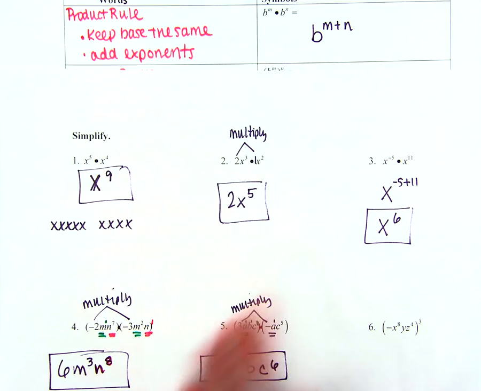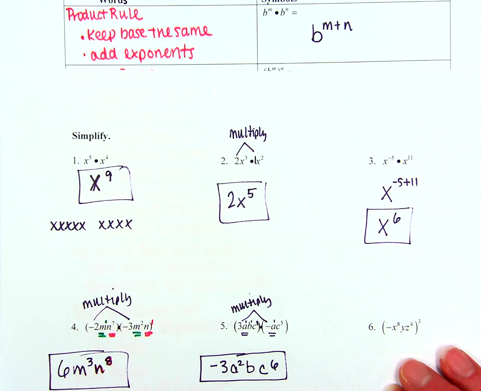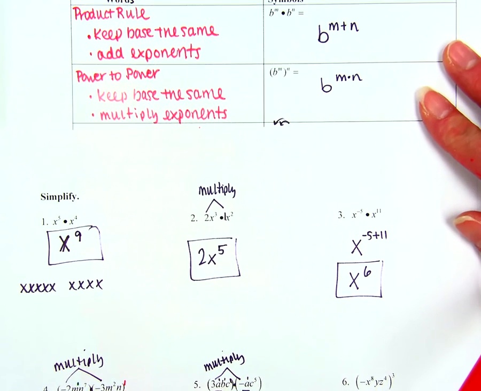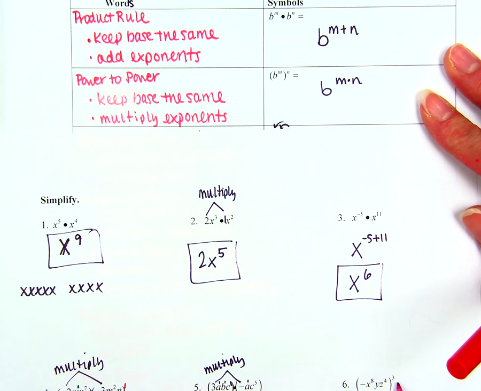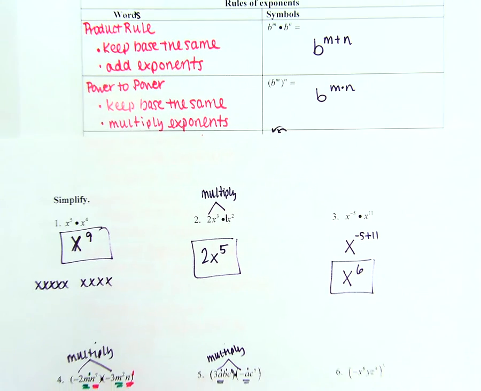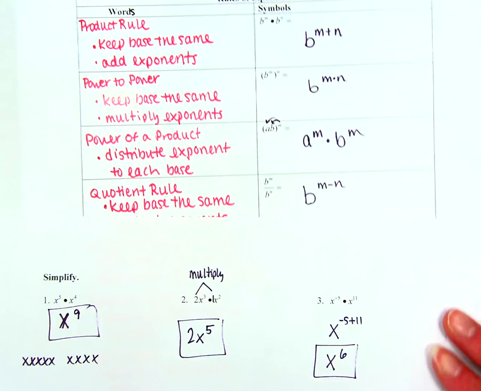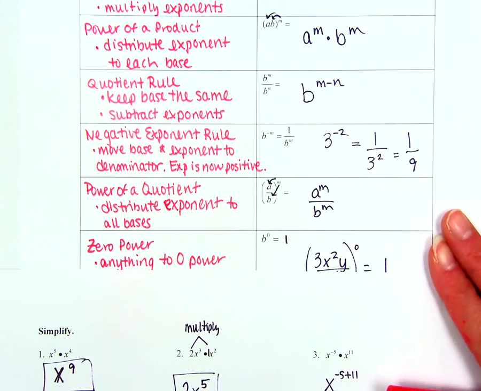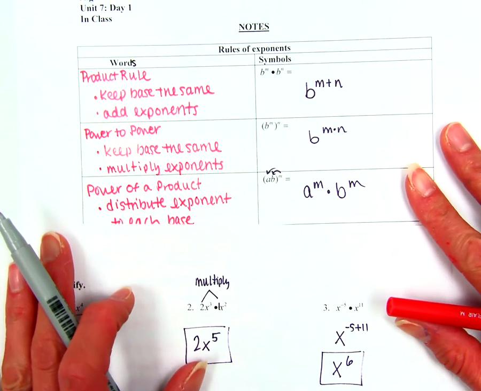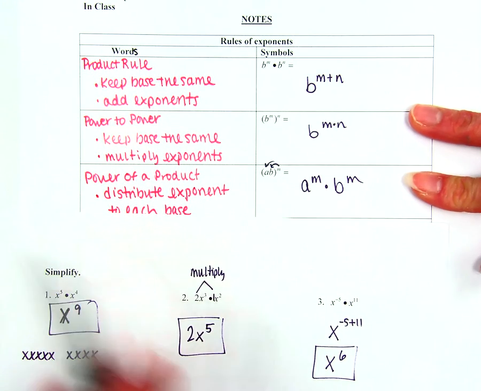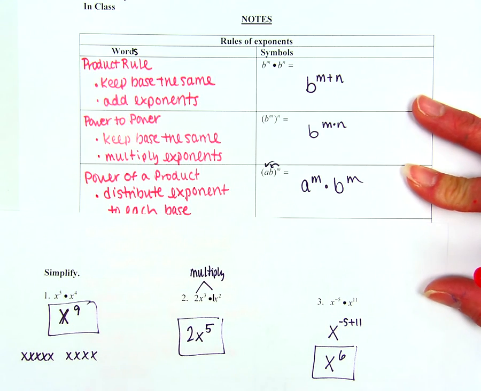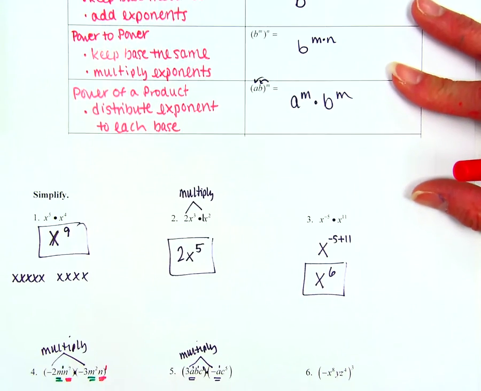All right, so that's all for the product rule, problems 1 through 5. When I get to number 6, now I've got a power to another power. So you have one base. Everything is being raised to a particular power. And you can even refer to this as the power of a product. So if you want to look at it as all of these things being raised to a particular power, okay, look at problem 6, and that's what we have.